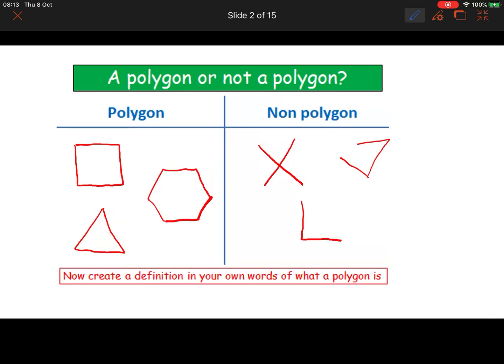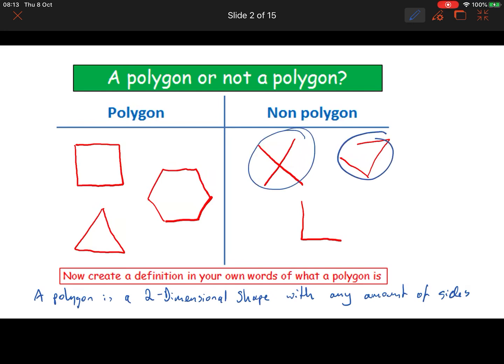Okay? Hopefully you wrote something along the lines of this. A polygon is a two-dimensional shape with any amount of sides. Any amount of sides. Okay?